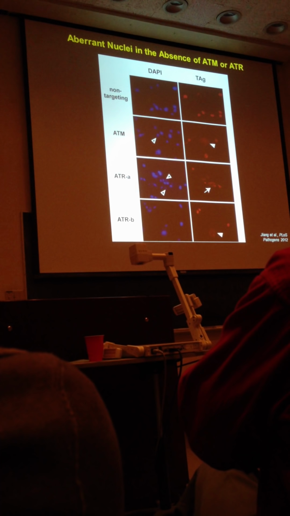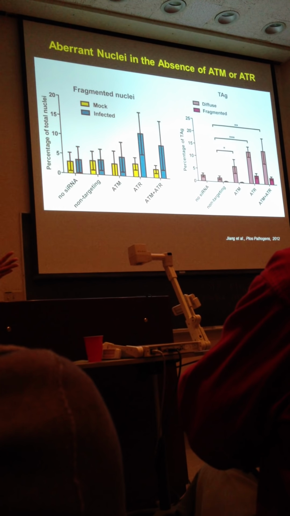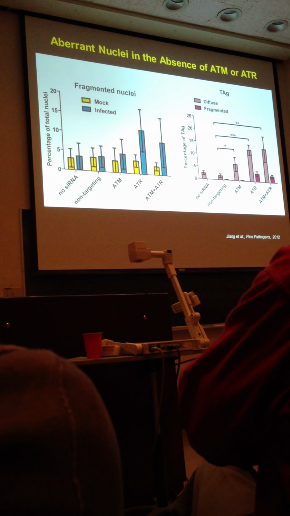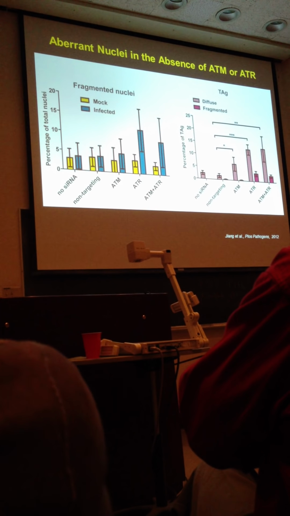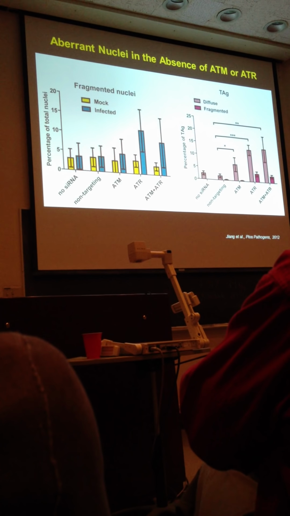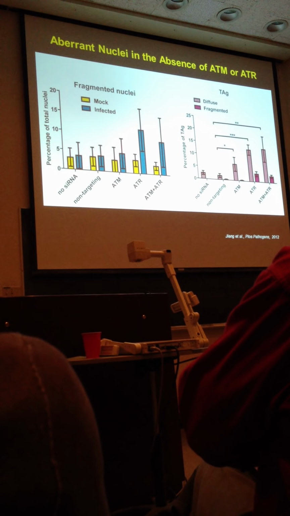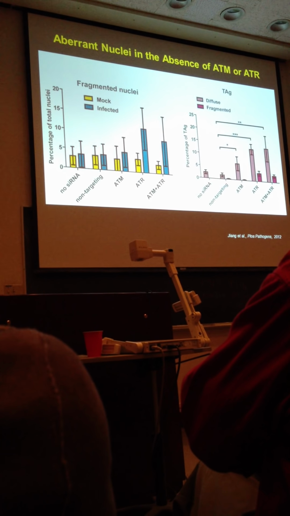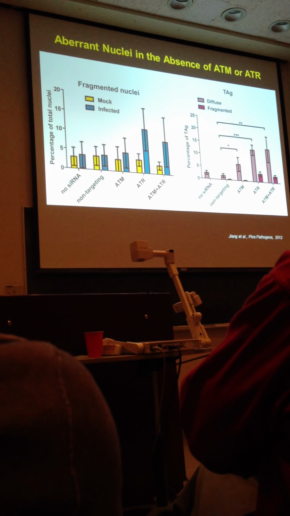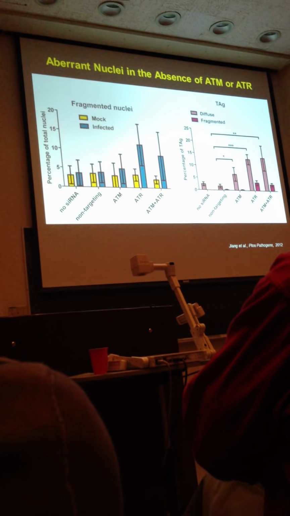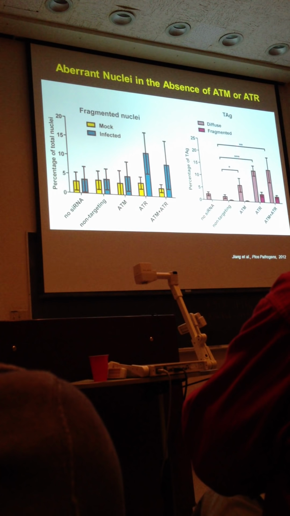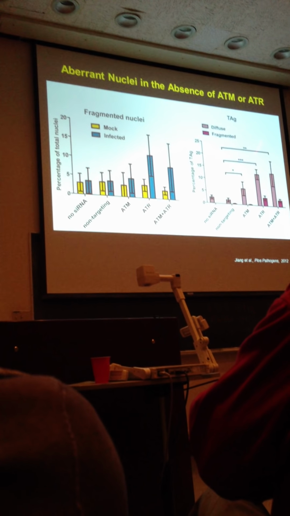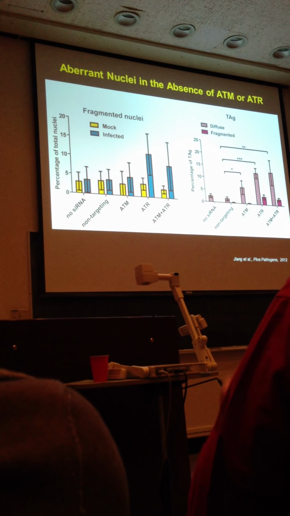And here is the quantitation for the previous slide. You can see with the mock infected cells, nothing much is going on with the knockdown. However, if we have infection in combination with the knockdown, we can start seeing a slight increase of fragmented nuclei in the ATM knockdown, but a dramatic increase whenever we knock down ATR. And also we start to detect a very bizarre T antigen phenotype, which is an increase in both the diffuse pattern in the ATM or ATR knockdown cells, or the fragmented phenotype with the ATR knockdowns.